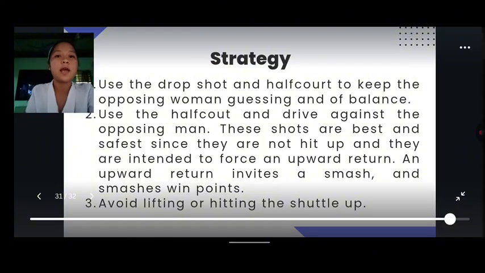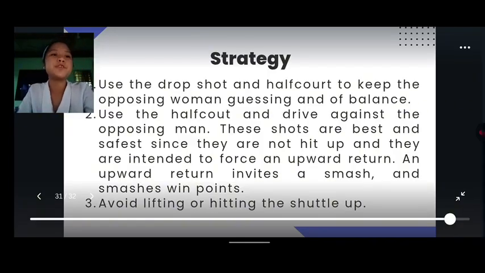So a strong smash is usually what earns points. So preventing it is key. So avoid lifting or hitting the shuttle up.